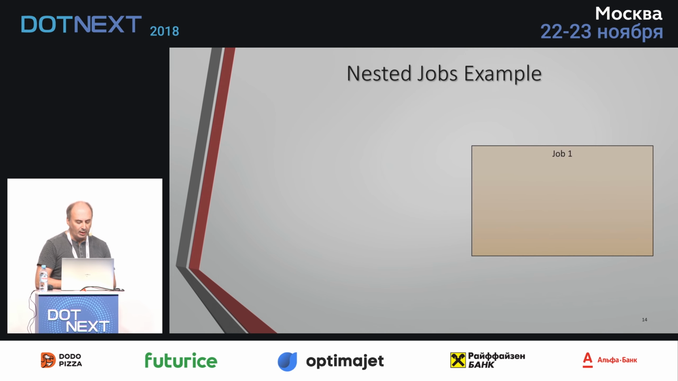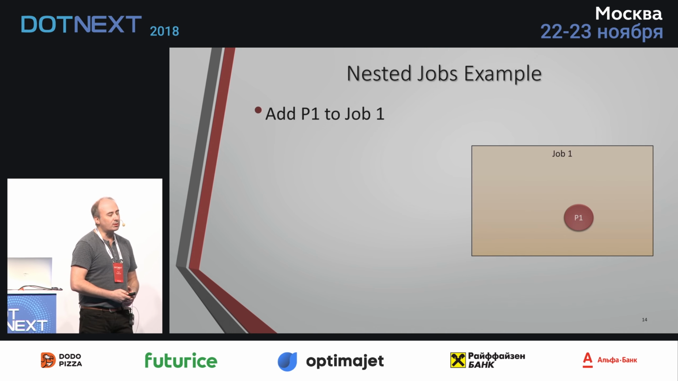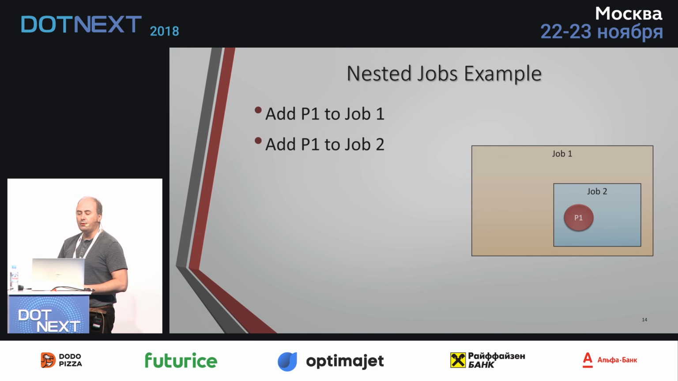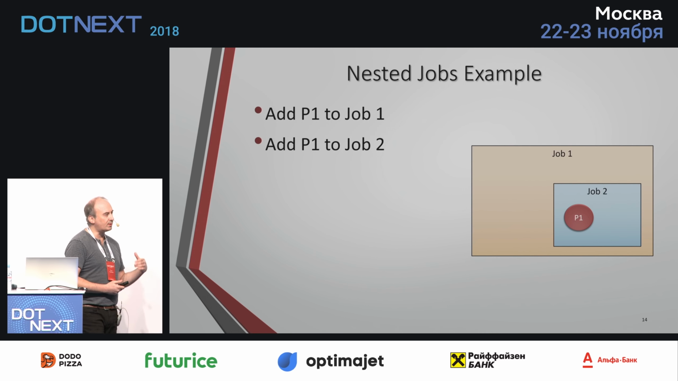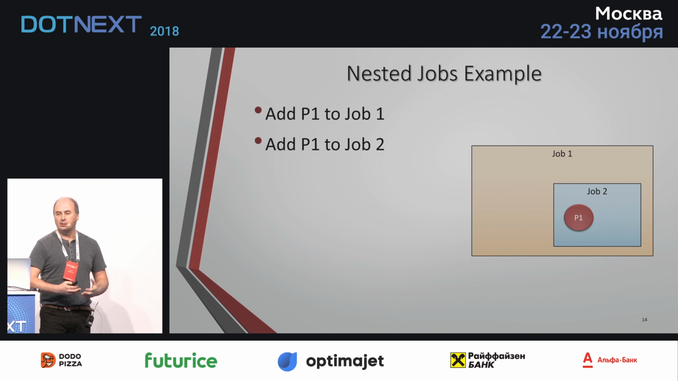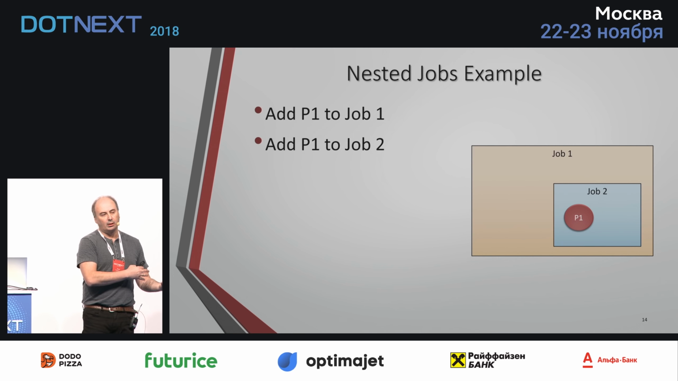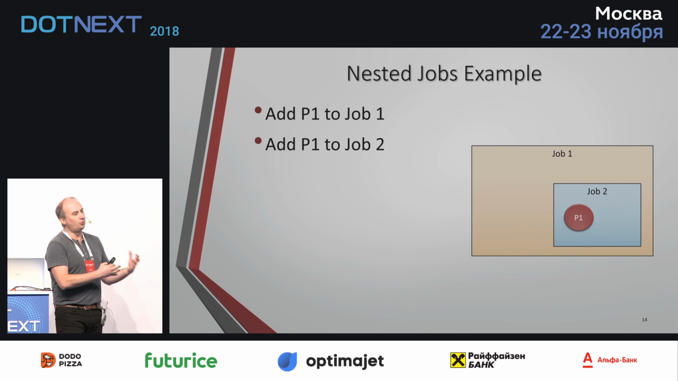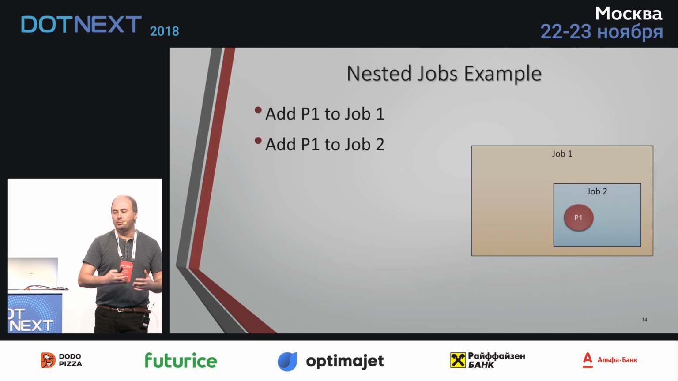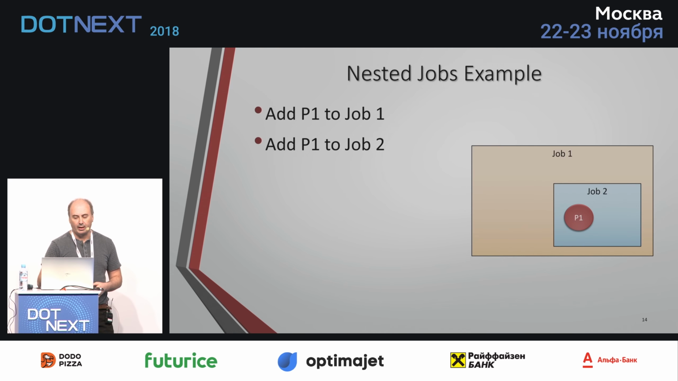And so here's a quick example of how nesting of jobs work. So let's say I have job 1, and I'm adding process 1 to the job, so it just adds P1 to job 1. And then let's say I want to add P1 to job 2, so essentially job 2 becomes a child of job 1. And a child job can only provide extra limitations, but not the other way around. So they can be more limiting, but not the other way around. So if job 1 sets a maximum memory of 100 megabytes, then job 2 can specify 80 megabytes, but not 200 megabytes. That would simply fail.